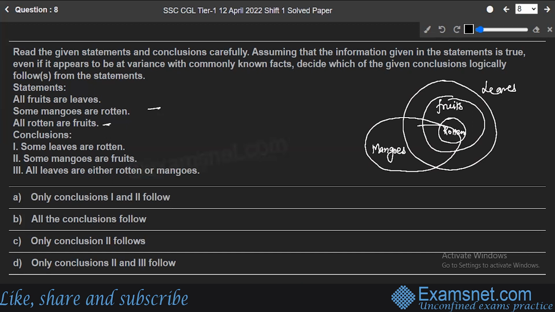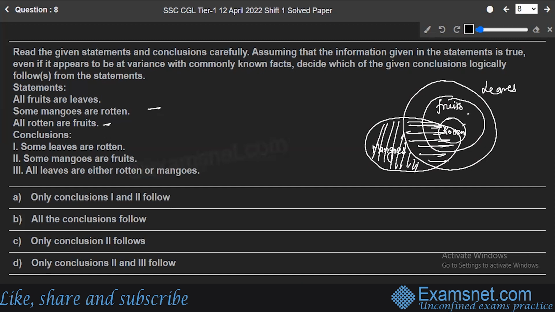All fruits are leaves, right? Fruits come inside the leaves, all fruits are leaves. Some mangoes are rotten. Before that, you have to show all rotten are fruits. So rotten will be coming inside the entity fruits, and some mangoes are rotten. That is, this is the portion of the mangoes which are rotten, and this is the portion of the mangoes which are not rotten. Correct.